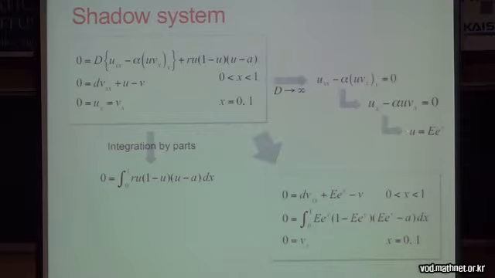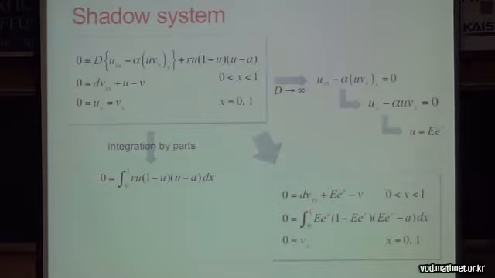Here capital E is some positive constant. On the other hand, in the equation for u, we use integration by parts and have this integral condition. Combining these two equations, we have the shadow system, like this.